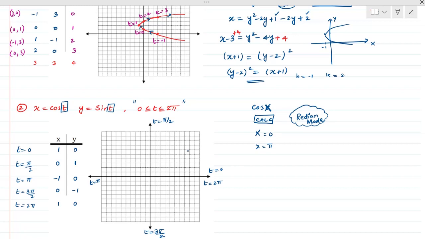So if you draw these points in the graph, you will get them here. I will use this part. So let us start with this point. Each unit becomes 1 here. So this is suppose 1 comma 0.